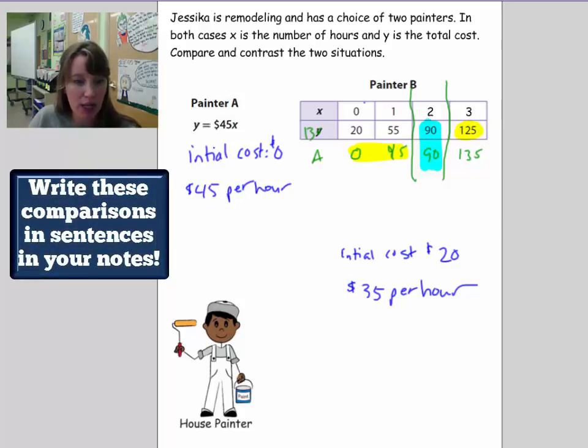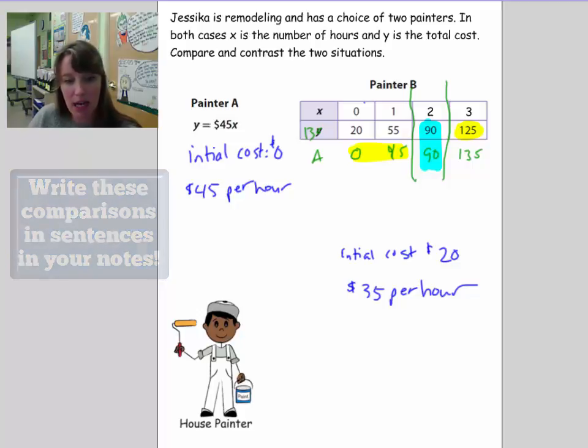So that's a way to compare and contrast the cost of these 2 painters. All right, and that's the end of the lesson for today.